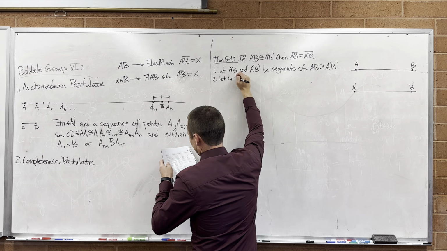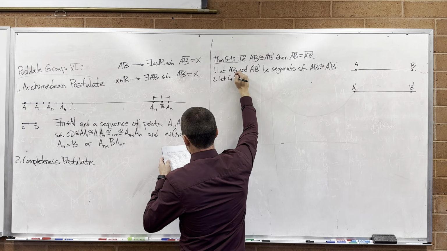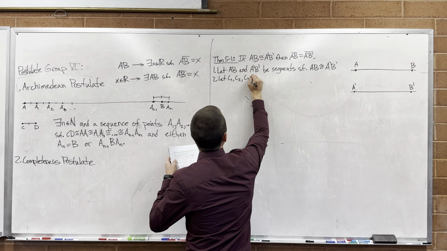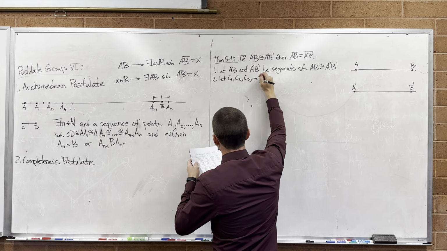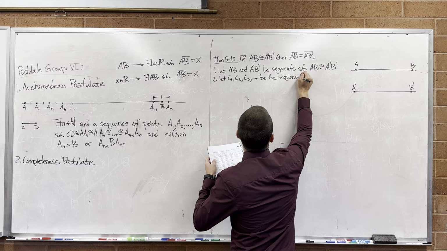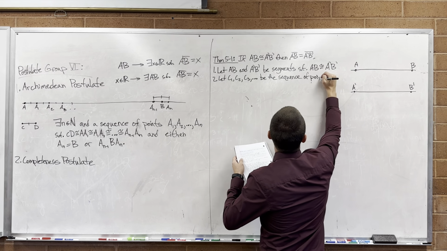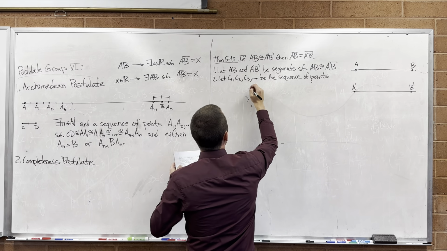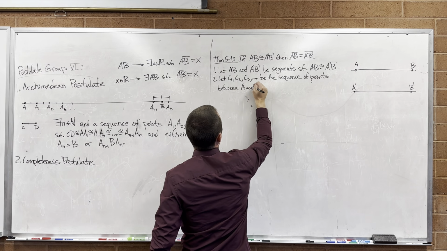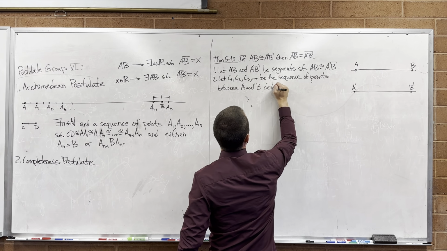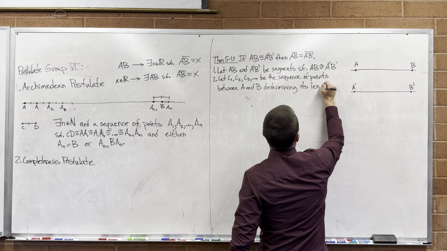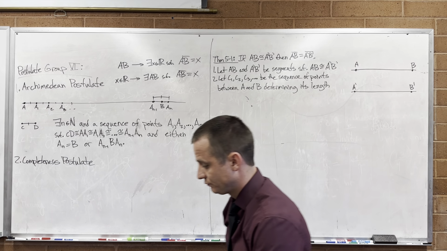So let C1, C2, C3, dot dot dot, be the sequence of points between A and B, determining its length. Okay. So you're saying from C1 to C2?